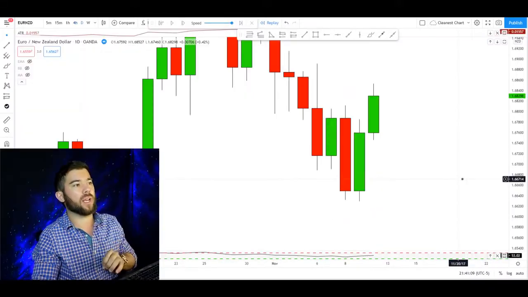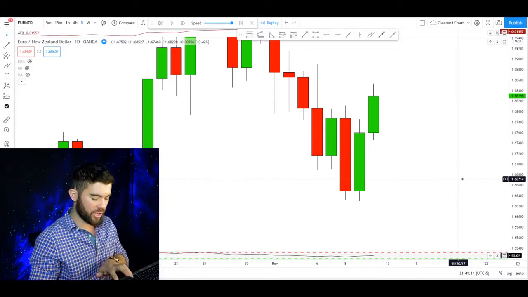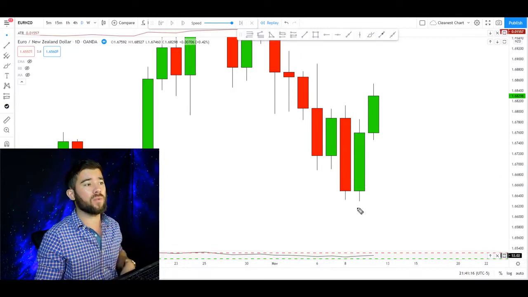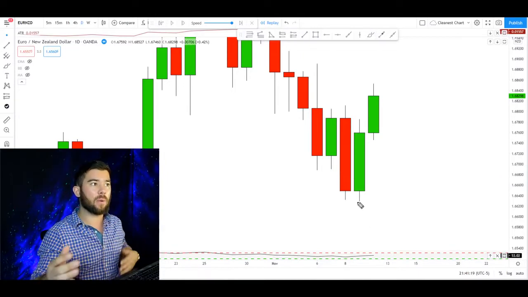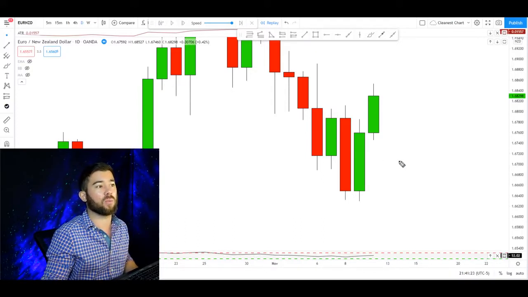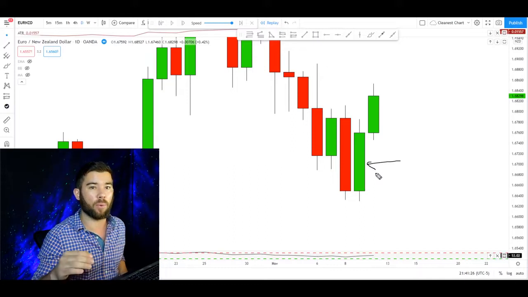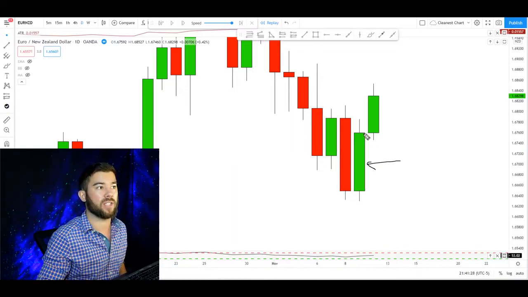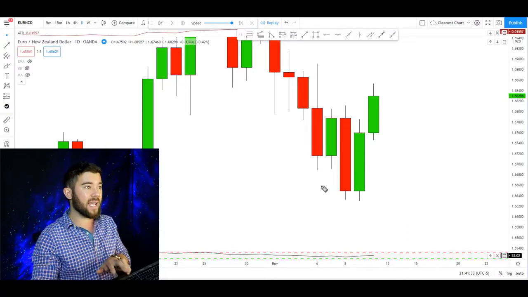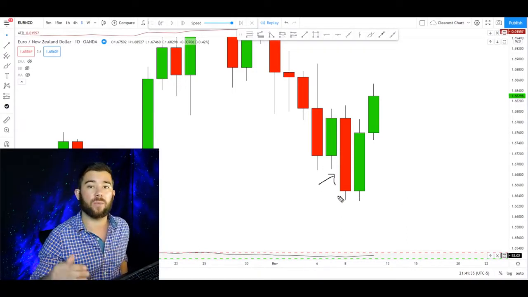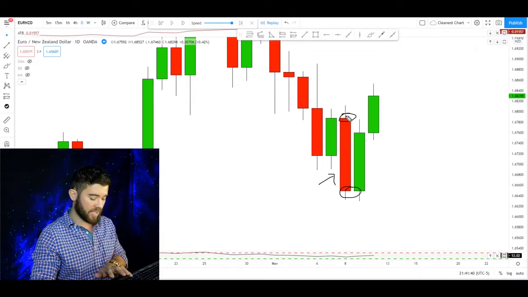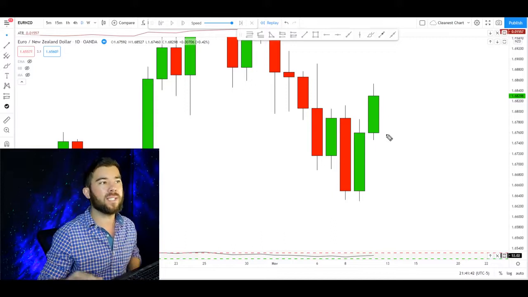Just as a quick look at candles on an actual chart, we are currently on the 1-day chart of the Euro New Zealand. So what do each of these candlesticks represent? They represent 24 hours of price movement, or 1 day of price movement. A green candle represents a day where price went higher, or a day where the price closed above where it opened, right? A red candle represents a day when price went lower, or a day where price closed below where it opened.